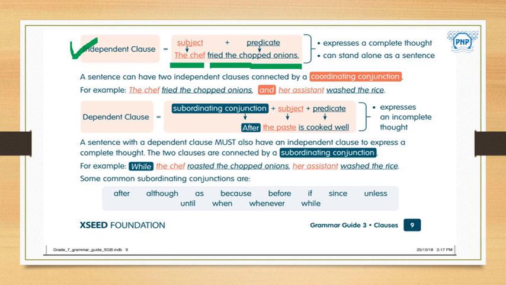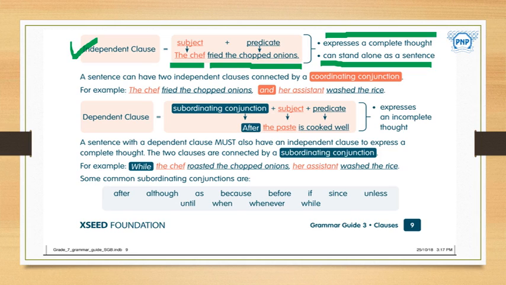An independent clause expresses a complete thought, meaning it's a sentence with a complete meaning. Second, it can stand alone as a sentence because it has a separate subject and predicate. A sentence can have two independent clauses connected by a coordinating conjunction. In some examples there would be two separate sentences, but by adding a conjunction we can make them one sentence, which you can see here.